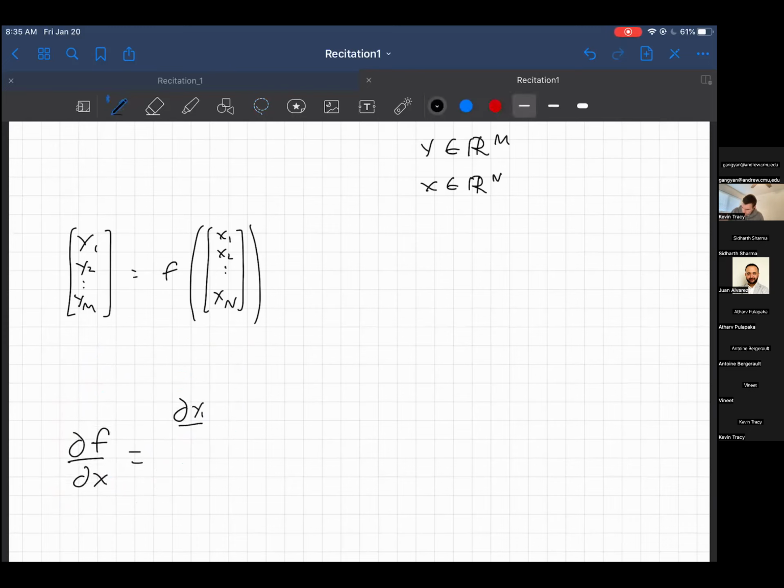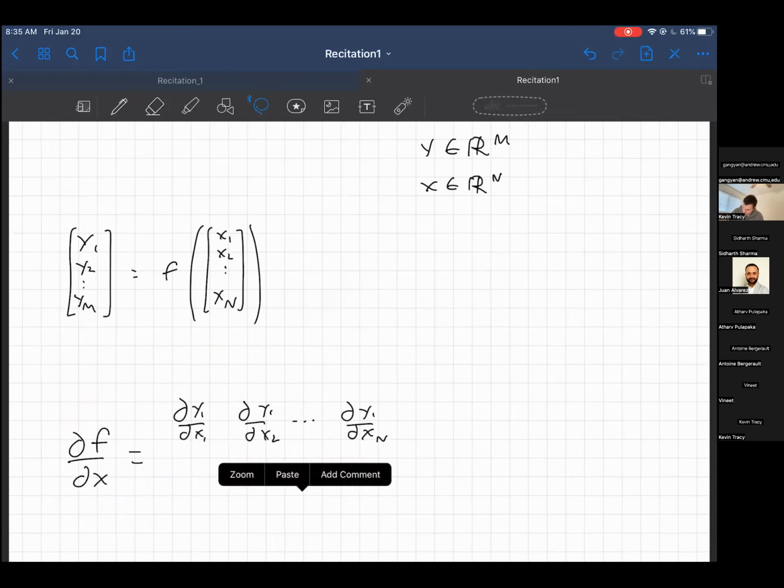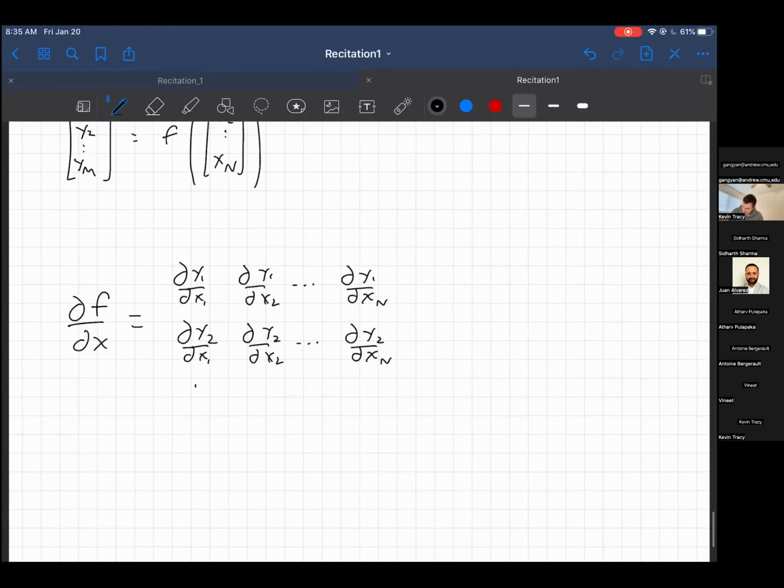So dy1, dx1, dy1, dx2, dy1, dxn. And then down here, I do the same thing with one difference. Not y1, everything here is y2. I'm going to continue this pattern until I reach the mth row, m.